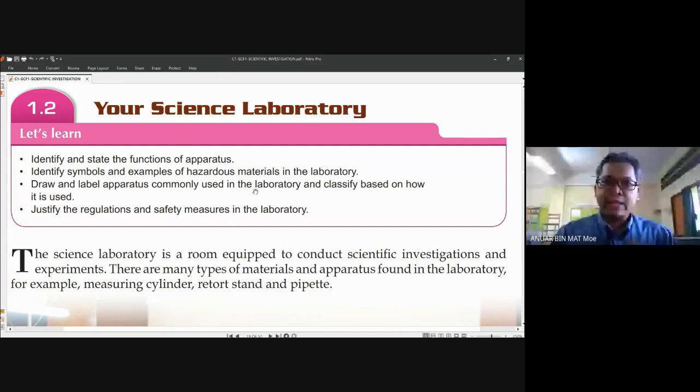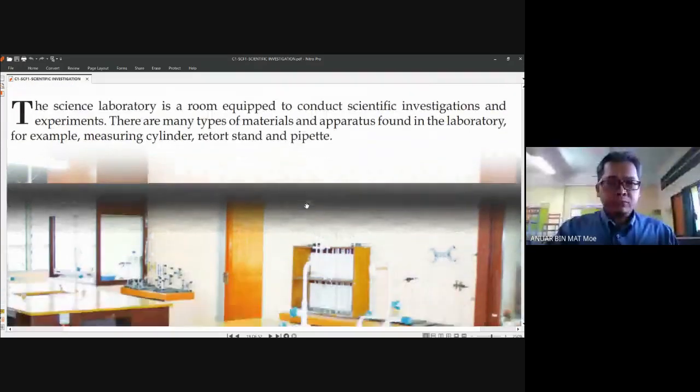Maybe when the PKP is over and you can come to the school again, then we go to the lab, we will enter the lab and see it for yourself. But right now I just explain to you, based on the textbook, what you need to know about our science laboratory. Okay, next one. What is our science laboratory?